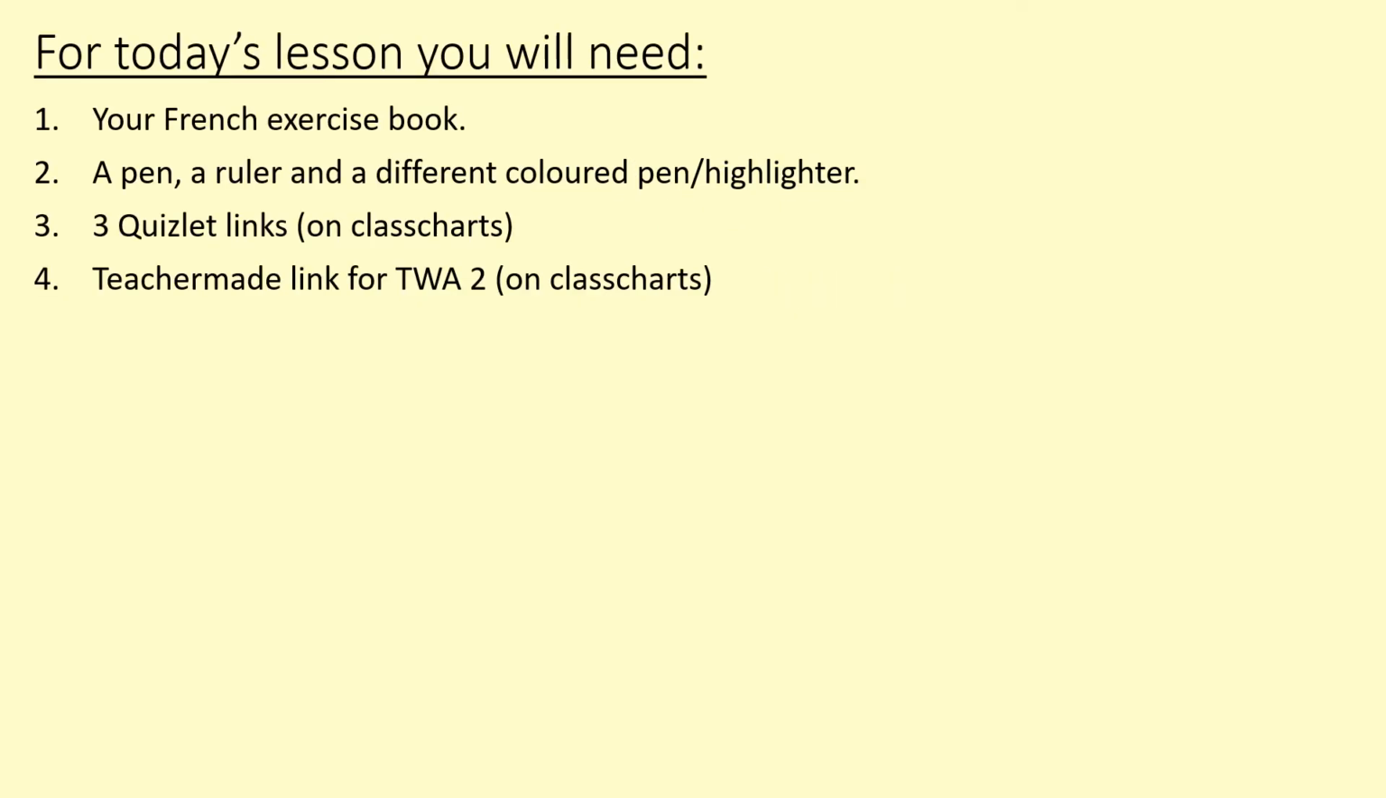Before you get started with the lesson, here's a list of the equipment that you're going to need. You'll need your French exercise book, a pen, a ruler and a different coloured pen or highlighter to correct your work. There are 3 Quizlet links which are all supplied on class charts, so you're just doing one activity on each of these as a revision. And then there's also a teacher made link for Tri-Weekly 2 which is on class charts. Please make sure you open the link to the teacher made assessment before you start your lesson just to save time. Pause to get that all ready now, press play to go on.